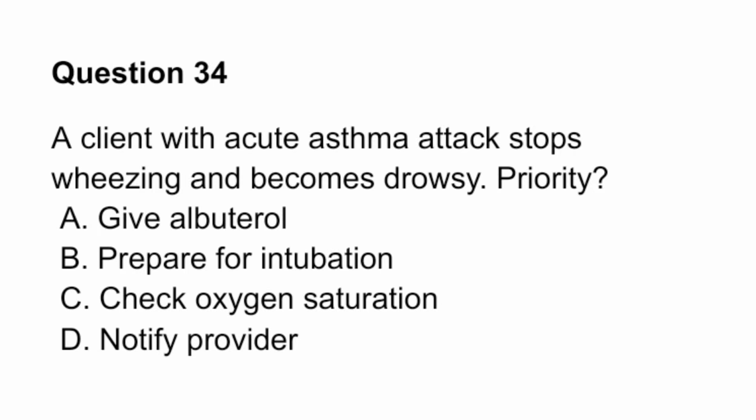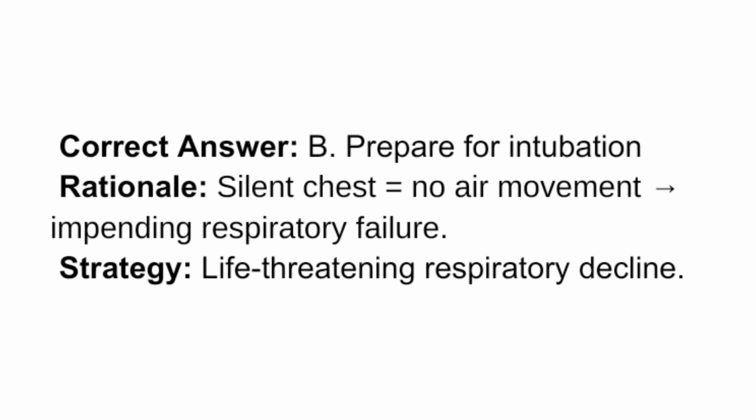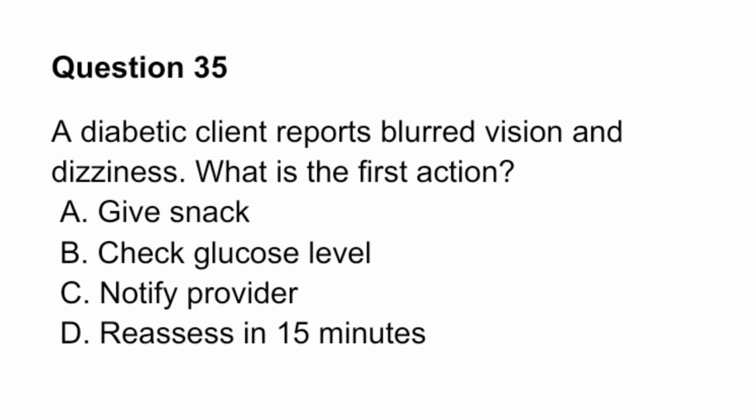Question 34. A client with acute asthma attack stops wheezing and becomes drowsy. Priority? A. Give albuterol. B. Prepare for intubation. C. Check oxygen saturation. D. Notify provider. Correct answer, B. Prepare for intubation. Rationale: silent chest equals no air movement, impending respiratory failure. Strategy: life-threatening respiratory decline.